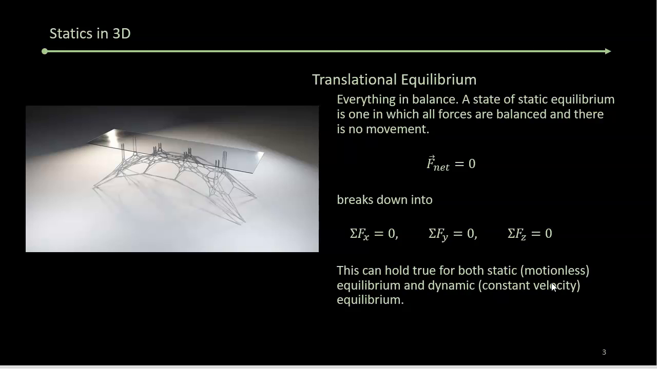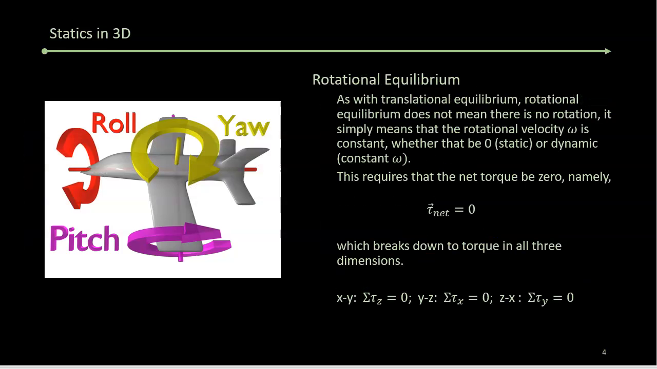This is translational equilibrium. It doesn't mean it's sitting still, although usually that's what we're after. It just means it's not accelerating, right? It's just not accelerating. The same thing is true for rotational equilibrium. The sum of all of the torques are 0.